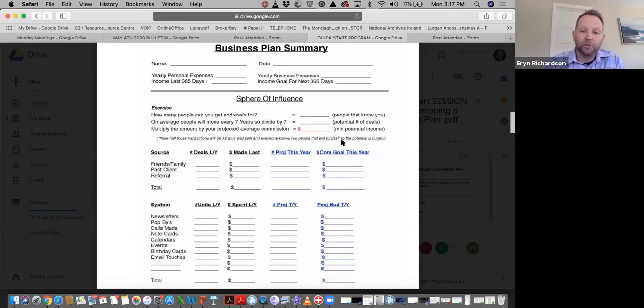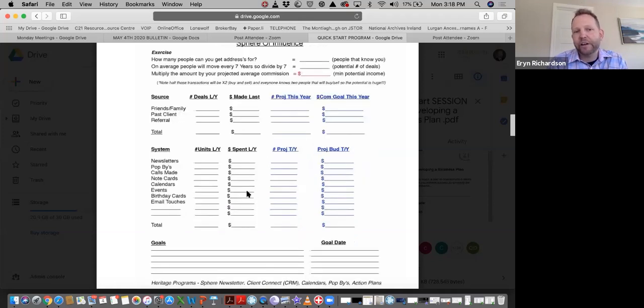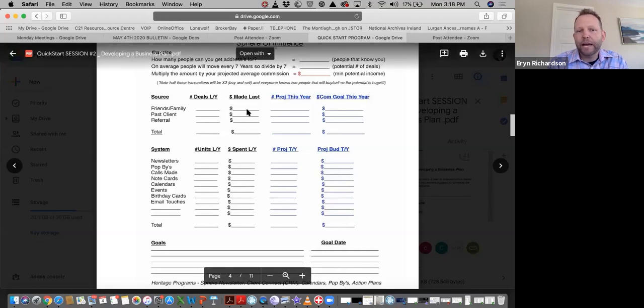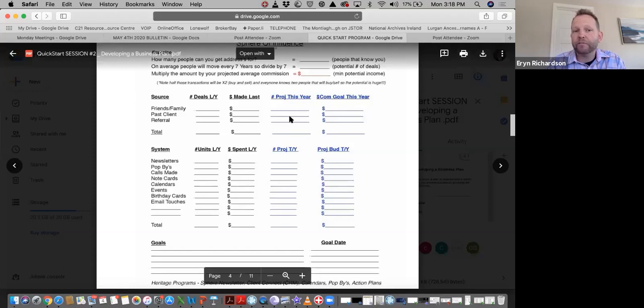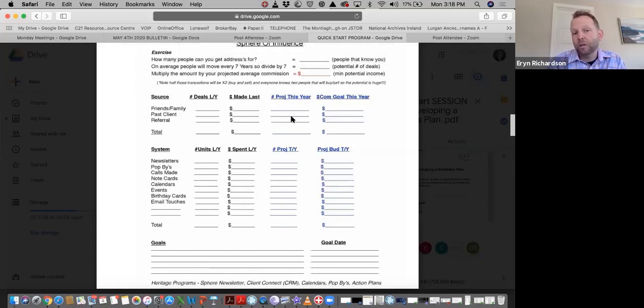So let's go further down and look at, we do put this in for a person that also has done business in the past. So we have a section for what you made last year in each of these areas. So your friends and family, how much did you make from your friends and family? How much did you get as a past client? How much did you get as a referral? And then you can look towards next year. There are some people whose referrals are super high and friends and family and past clients are low. Well, it's because they have a referral network, right?